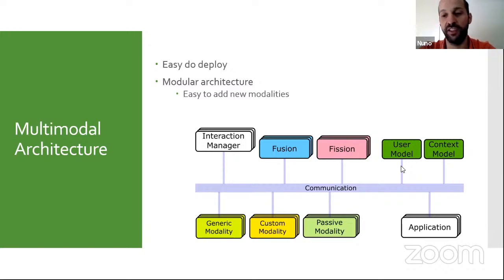So if, for instance, we have context, and in the context we have the brightness of the room, also the brightness of the display could be adapted if it was darker or lighter in the room. Okay.